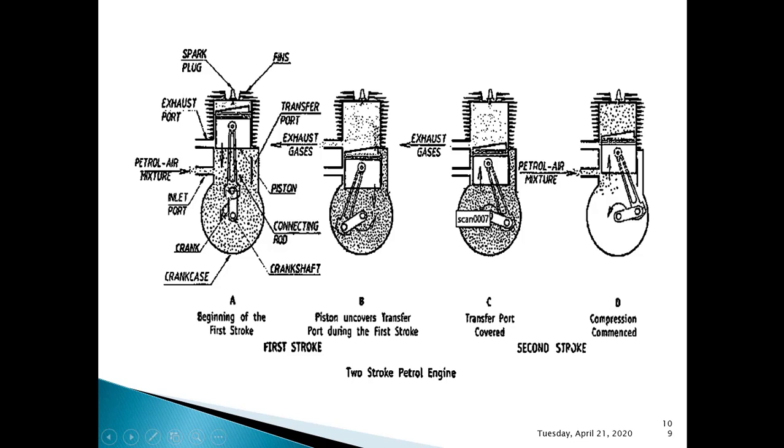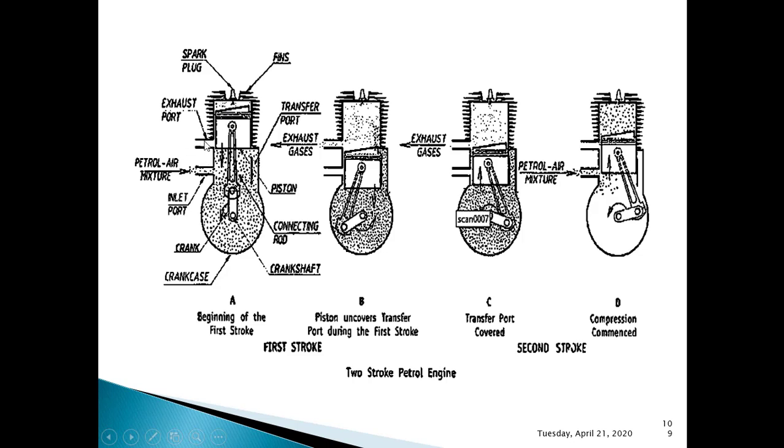In the earlier case, in the four-stroke petrol engine, we have the inlet valve here and the exhaust valve somewhere here, and it is a petrol engine, so there will be a spark plug. But in the case of the two-stroke petrol engine, we won't find these valves. Instead of that, you can see here we have some ports.